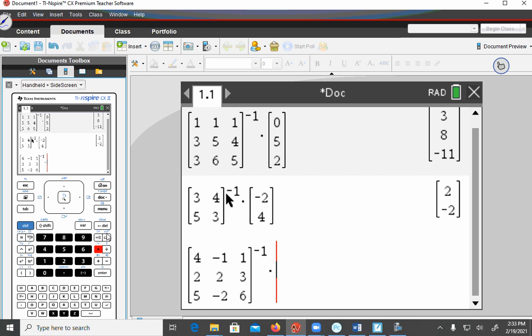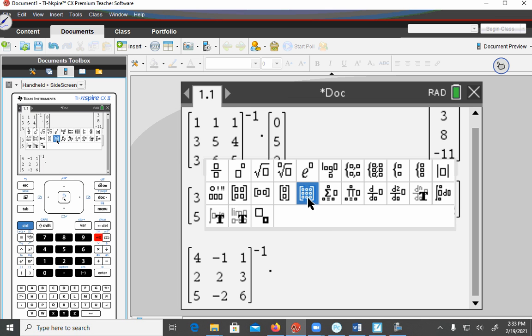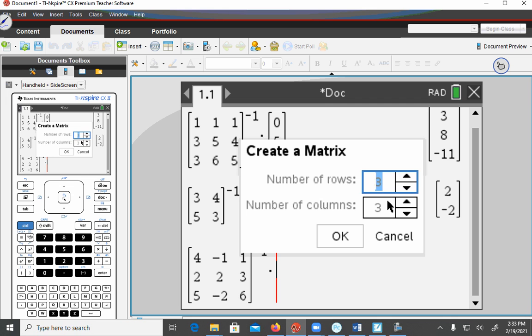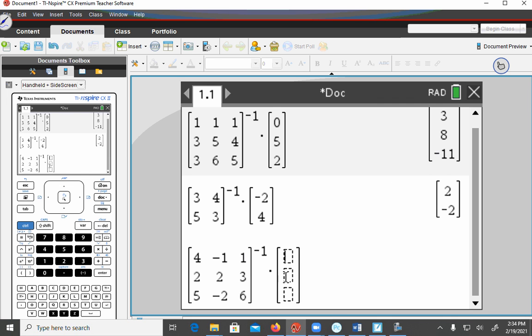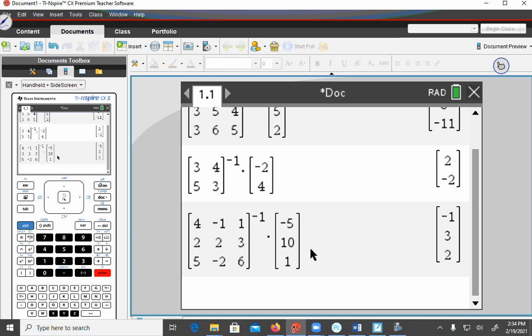And now I want to do the matrix again. Have to go to the customizable one. I have 3 rows, but this time I only have 1 column. Hit OK. Those is where my answers should go. -5, 10, and 1. Hit enter. And my answers are 1, 3. I'm sorry, -1, 3, and 2.